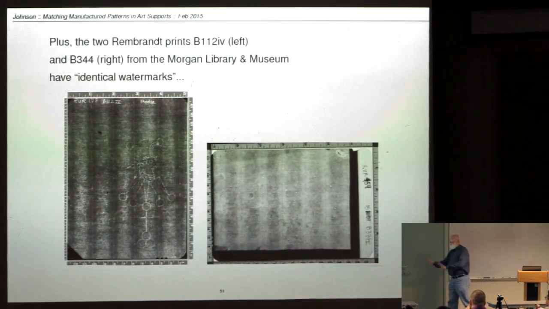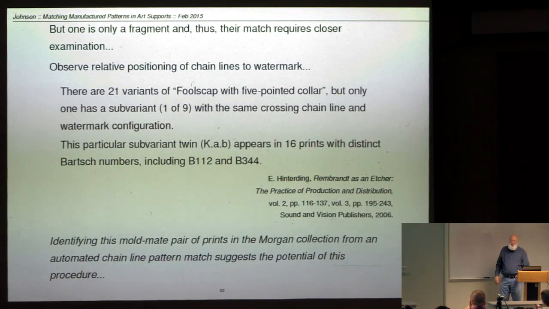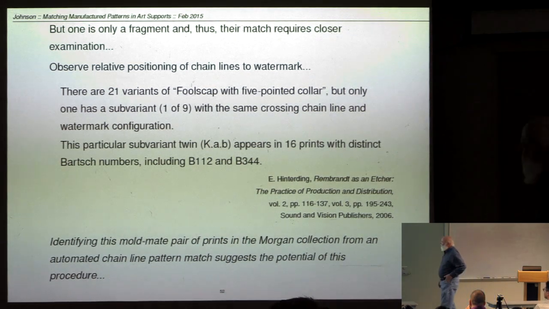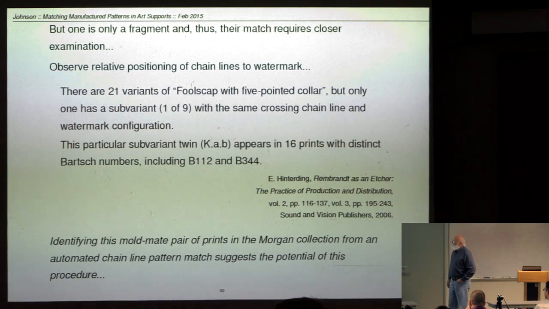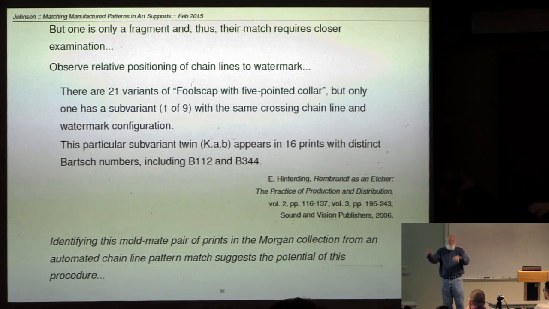And it turns out, we didn't know about the watermark. We did it just from the chain lines. Turns out that the owners didn't know they matched. The Morgan Library was the owner of these 2. But there's a book by Eric Hinterding, whom we're working with, and he pointed out that the fragments of the watermark matched. What's interesting is there are 21 variants of this particular watermark in his book, and each of them has subvariants. The one we're looking at, there's 9 subvariants. One of those is ours, and it appears in 16 different prints. In other words, 16 different subjects.